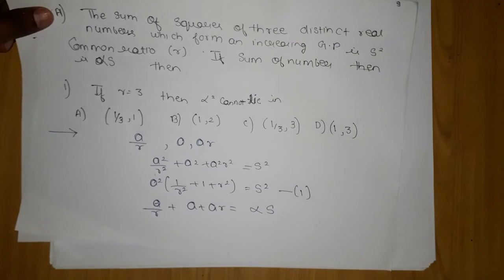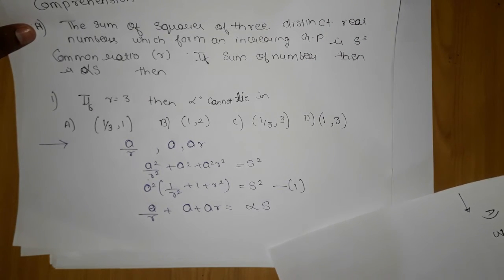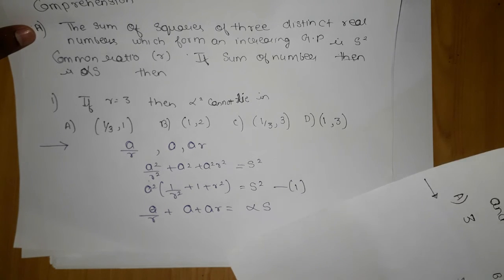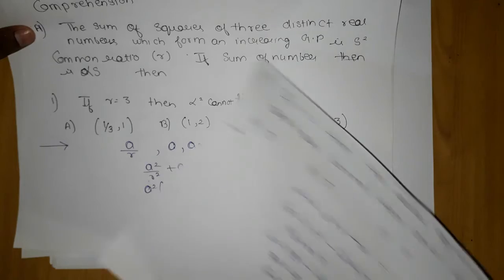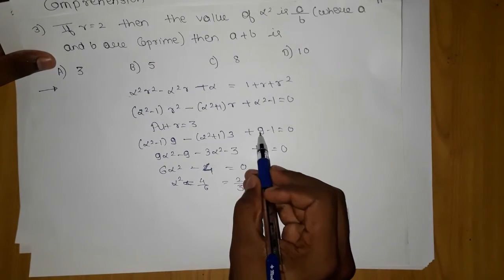If we check the options, 2 by 3 is approximately 0.66, and we are getting something like 1 by 3. The options are not completely matching. Let me check whether we have made any mistake.